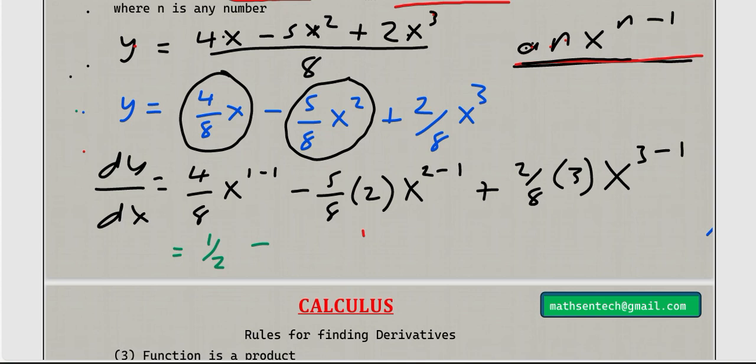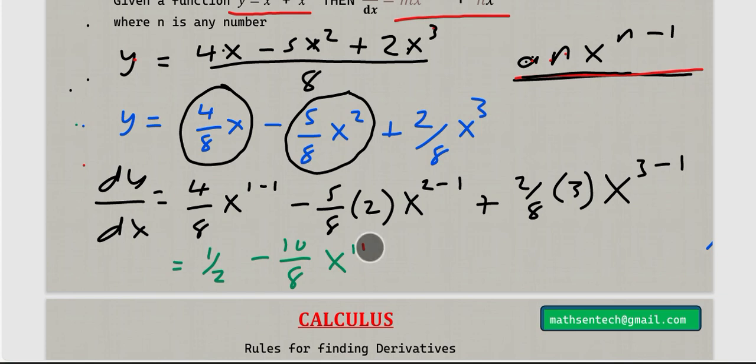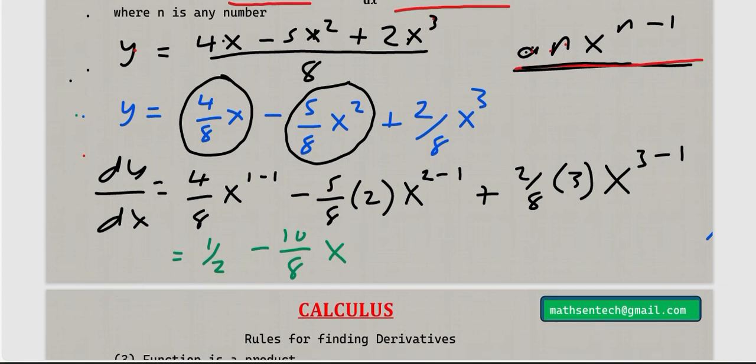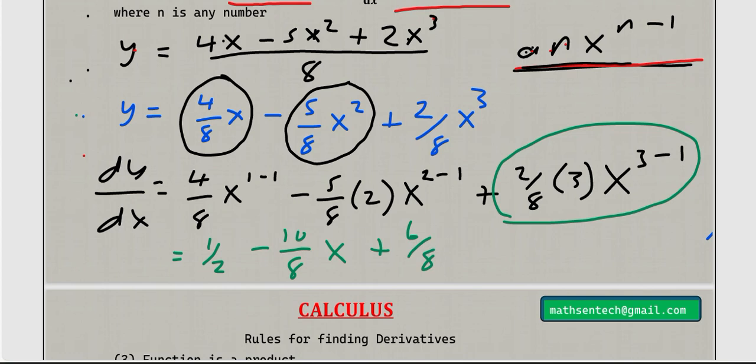Okay, now when we come here, 5 over 8 times 2, which is now 10 over 8. Then 10 over 8 x, 2 minus 1, which is 1. So there's no need of writing that one because any number raised to power 1 is still that number. So you can actually cancel that. Then we are done with the second part. Now you go to the last part. Now plus, we are right here. So 2 over 8 times 3, which is 6 over 8. So 6 over 8x, then 3 minus 1, which is 2.